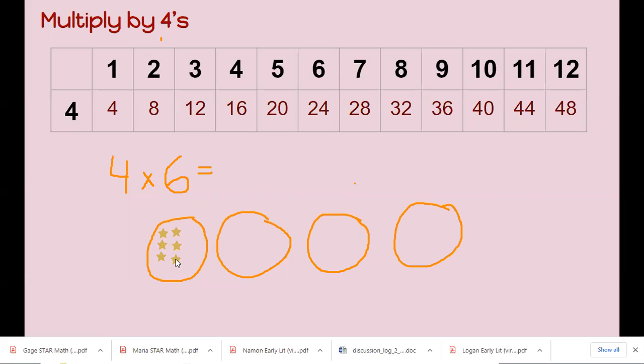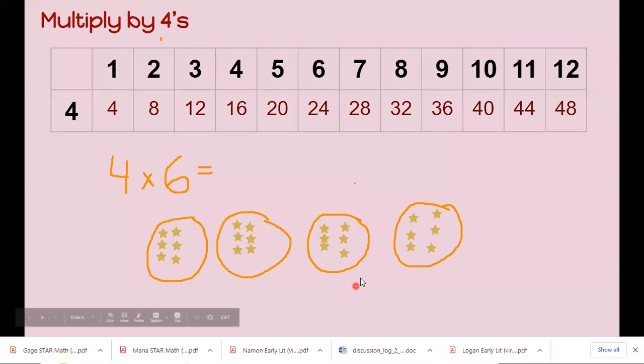My second group also is going to get 6. 1, 2, 3, 4, 5, 6. My third group is going to get 6. And my last group is going to have 6. All right, so I have 6 stars in each of my 4 groups. My picture represents 4 groups of 6. I want to know what is the total of 4 groups of 6. Let's count all of my stars.